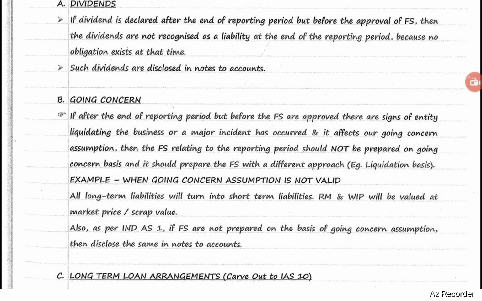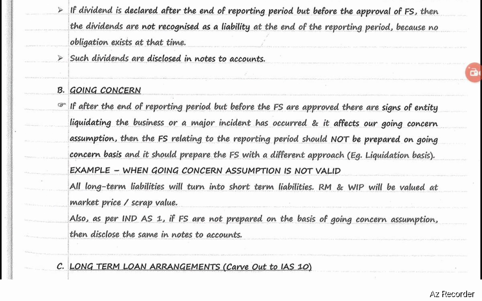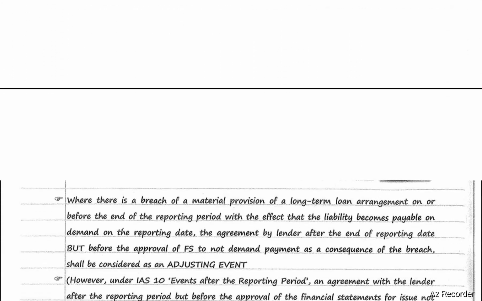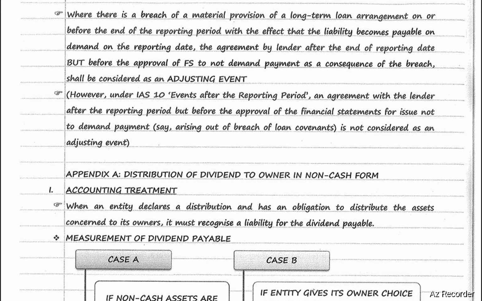Another important point is, if inventory NRV falls after balance sheet date, it will be an adjusting event. It needs adjustment in the financials. Next, long-term loan arrangement. It is a carve out to International Accounting Standards 10, where there is a breach of a material provision of the long-term loan arrangement on or before the end of the reporting period, with the effect that liability becomes payable on demand on the reporting date. The agreement by lender after the end of reporting date but before the approval of financial statements to not demand payment as a consequence of the breach should be considered as adjusting event.